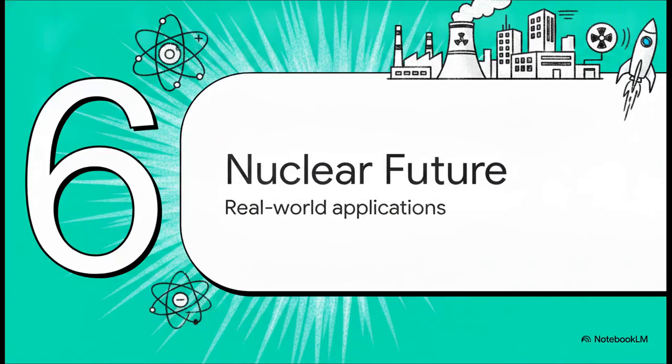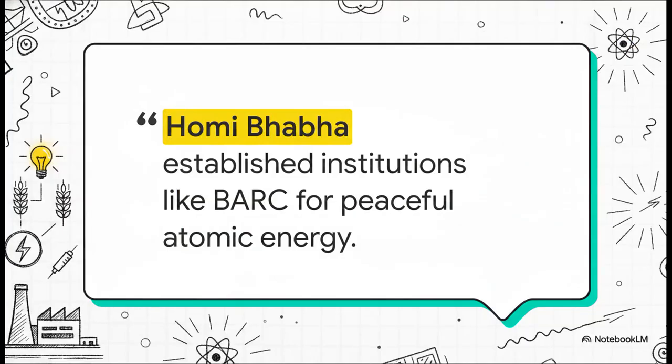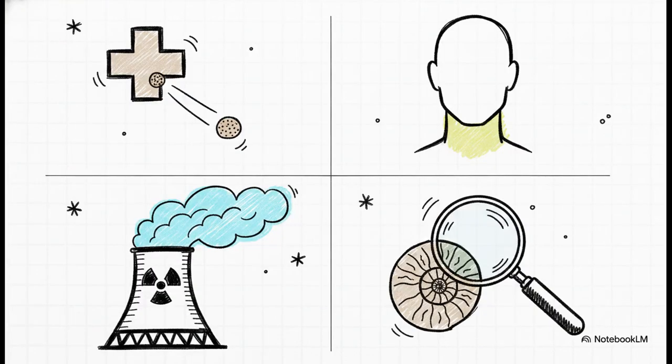And finally, Section 6, Creating the Nuclear Future. Grounded deeply in Indian knowledge systems, Homi Jahangir Bhabha's visionary leadership took all this theoretical physics and transformed it into a tangible, world-changing reality. He established premier institutions like the Bhabha Atomic Research Center, or BARC. His work drove forward a massive, peaceful nuclear energy program designed to generate clean electricity, advance agricultural research, and completely revolutionize modern medicine.